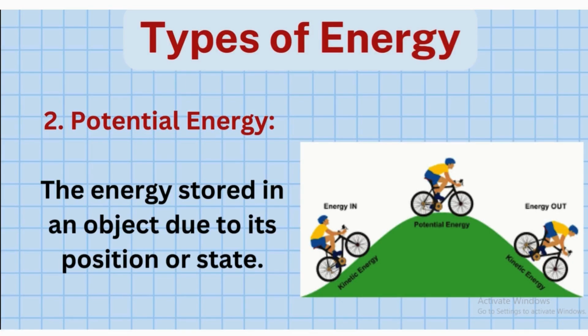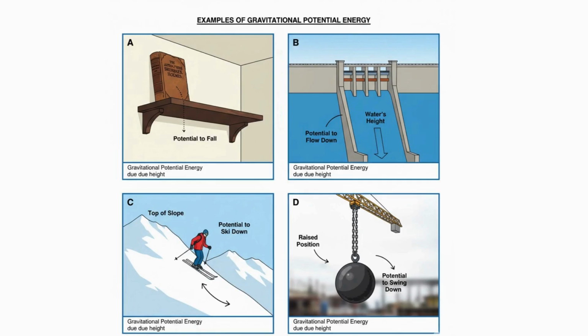The second type of energy is potential energy. Potential energy can be defined as the energy which is stored in an object due to its position or state. For example, when an object rests at a certain position, it stores energy, and this energy is known as potential energy.